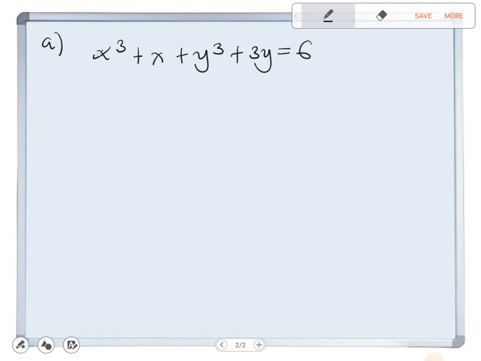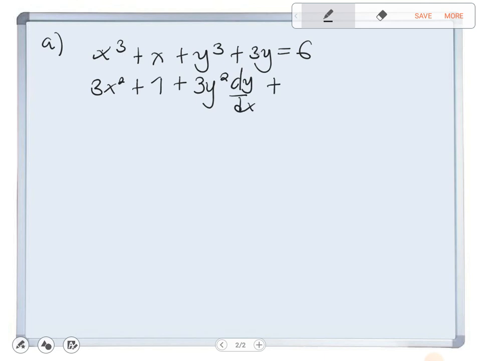How do you differentiate x to the power 3? It will just be 3x squared, plus the derivative of x, which is just 1. Now, this is not x, but it is y. So we differentiate the same way, which will be 3y squared, but we add dy/dx because we are differentiating in terms of x.